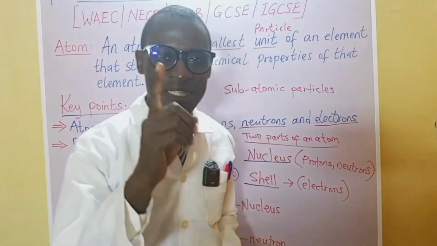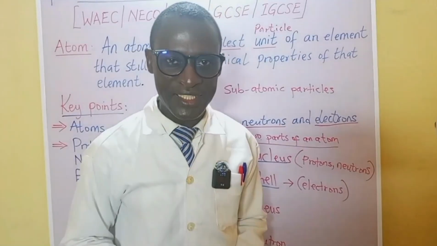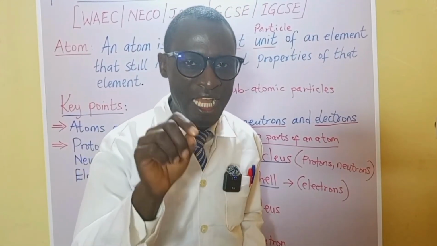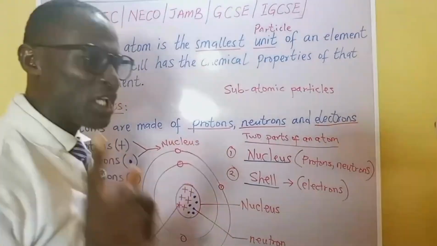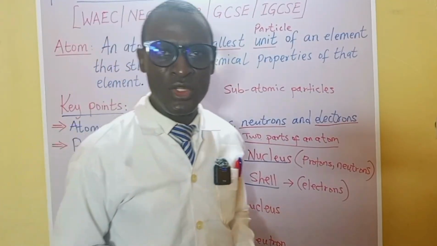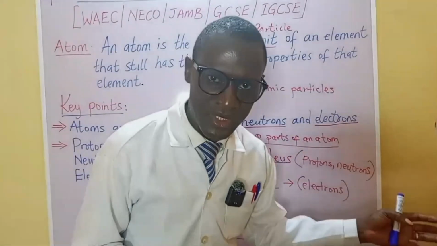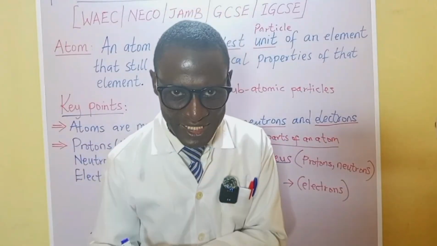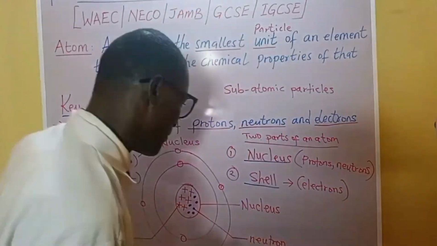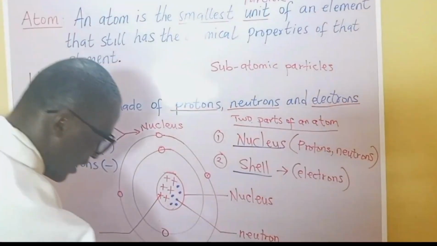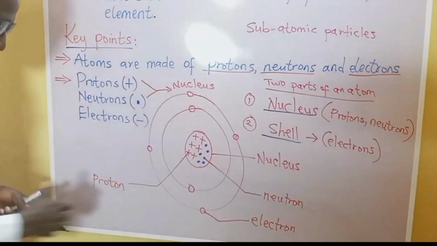Now, another important point is that an atom is electrically neutral. What do we mean by that? It has no charge. How is it neutral? Because the number of protons is equal to the number of electrons. An atom cannot be positive or negative. The number of protons inside the nucleus is equal to the number of electrons outside the nucleus, revolving around the shell.